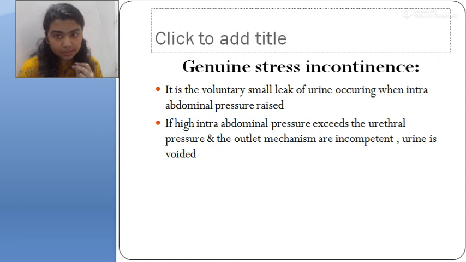Second is genuine stress incontinence. It is an involuntary small leak of urine occurring when the intra-abdominal pressure is raised. If a high intra-abdominal pressure exceeds the urethral pressure, the outlet mechanism will become incompetent and the urine will be voided.